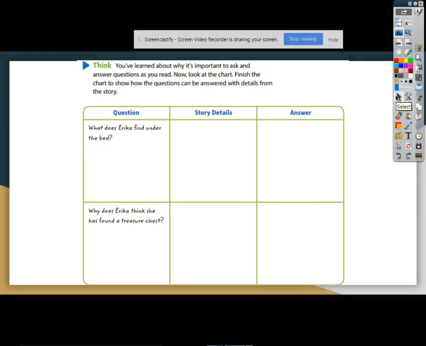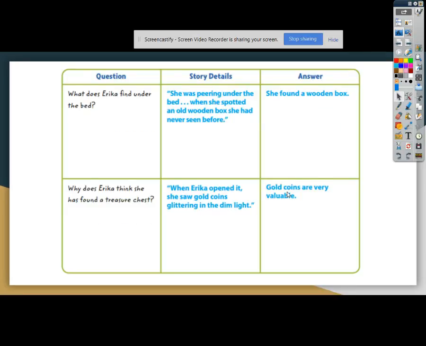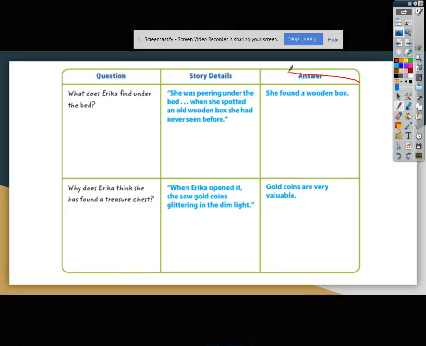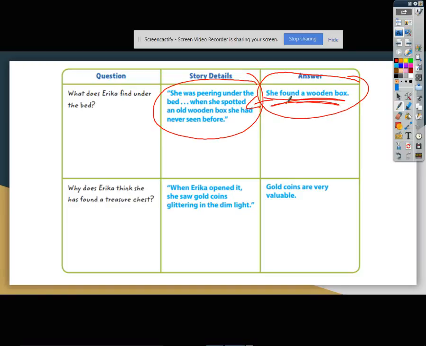I'm going to go to the next one, which has the answers. And I just want you to copy this down, okay? So we said she found a wooden box. The story detail: she was peering under the bed when she spotted an old wooden box she'd never seen before. So that is the story detail. We had our answer, so we knew what it was, but we had to go back to the text and say, okay, here's my answer. Same thing here. We said gold coins are very valuable. Gold is very expensive. And it says, when she opened it, she saw gold coins glittering in the dim light. Something that's not worth a lot may not be too shiny. It's glowing. Okay, so why does Erica think she found a treasure chest? Because gold is very valuable and she found something shining in her light.